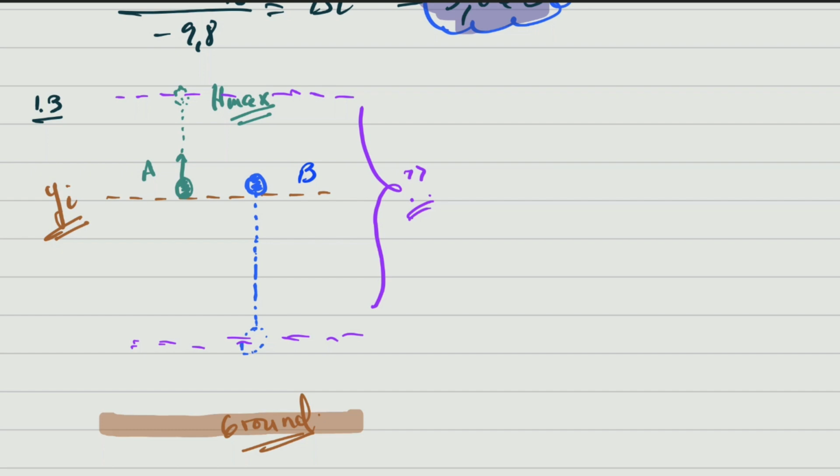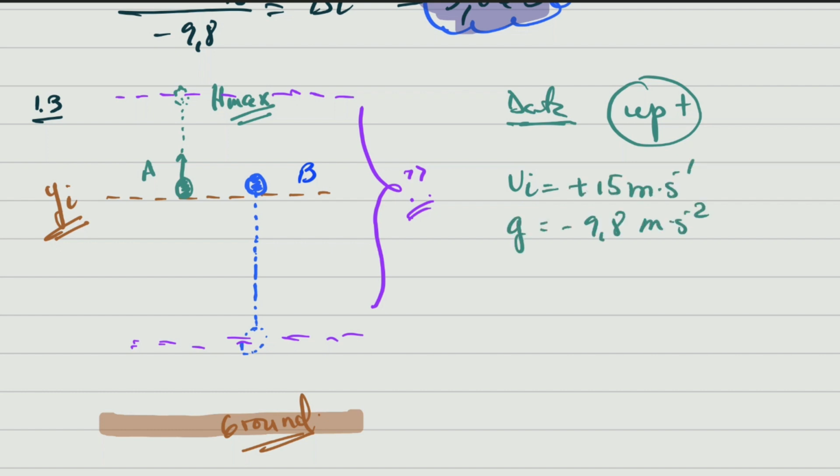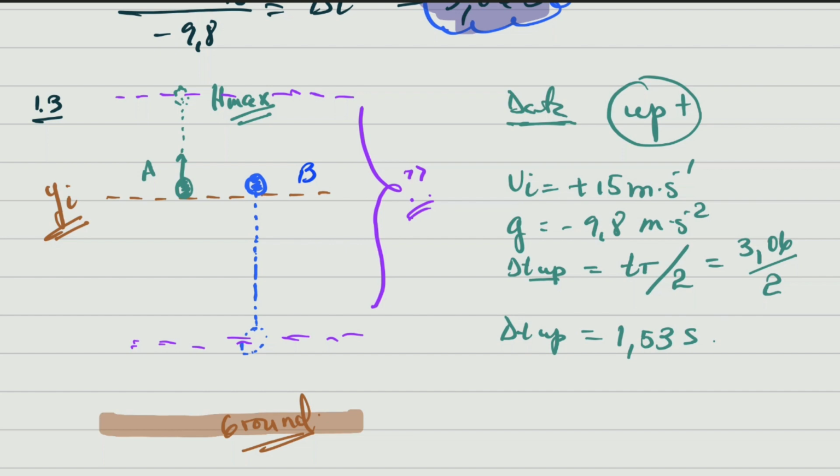Okay, so let's start by calculating the maximum height that ball A reaches. So the data for ball A, and we're going to say up is positive for ball A. Now note the following here.